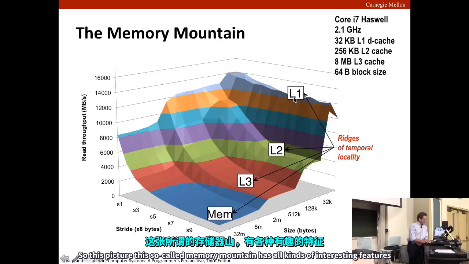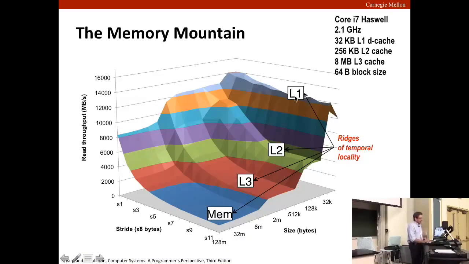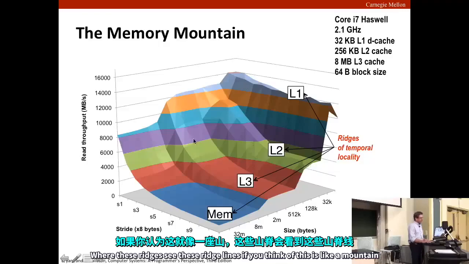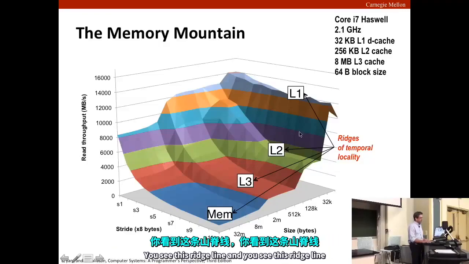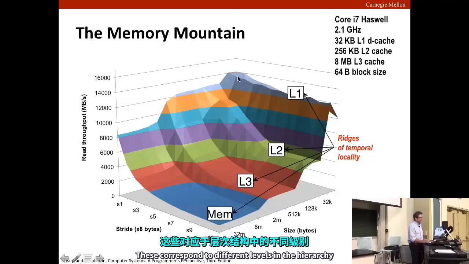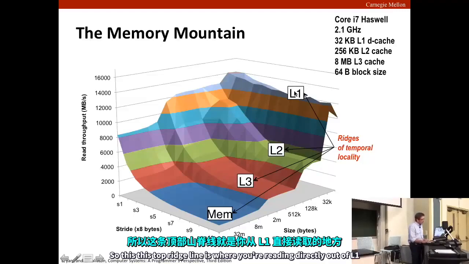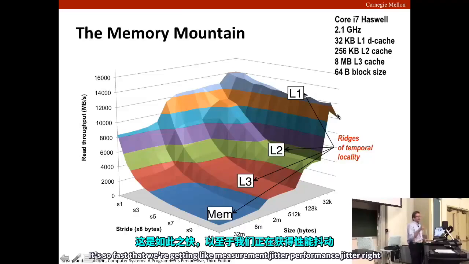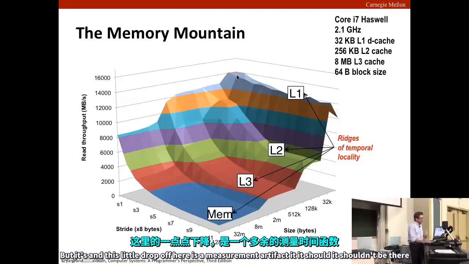This picture, this so-called memory mountain, has all kinds of interesting features. First of all, there are what I call ridges of temporal locality. You see these ridge lines? If you think of this as a mountain, you see this ridge line, and this ridge line, and here's another one, and then here's another one. These correspond to different levels in the hierarchy. This top ridge line is where you're reading directly out of L1, and it should be perfectly flat. It's so fast that we're getting measurement jitter, performance jitter, right?